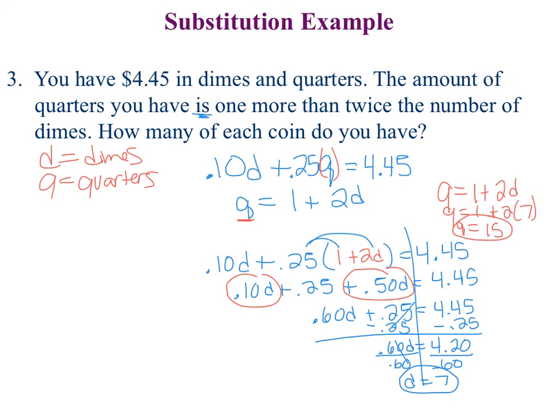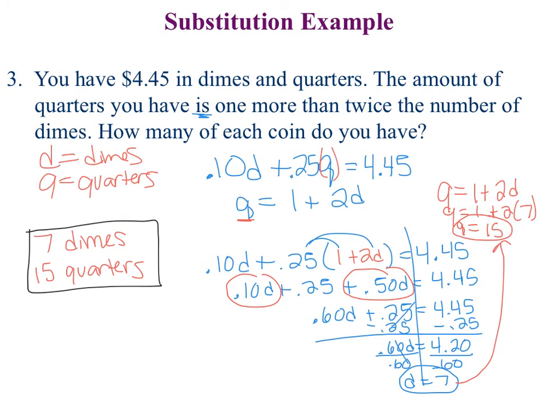Alright, so when we solve using your substitution, you should end up getting that dimes equals 7, and then when you substitute that back into your equation for quarters and do 1 plus 2 times the number of dimes, we end up with 15. So our solution looks like 7 dimes and 15 quarters, and if we do our check, 7 dimes would be 70 cents, and then 15 quarters would be $3.75, and $3.75 plus 70 cents is where we get our $4.45 from.